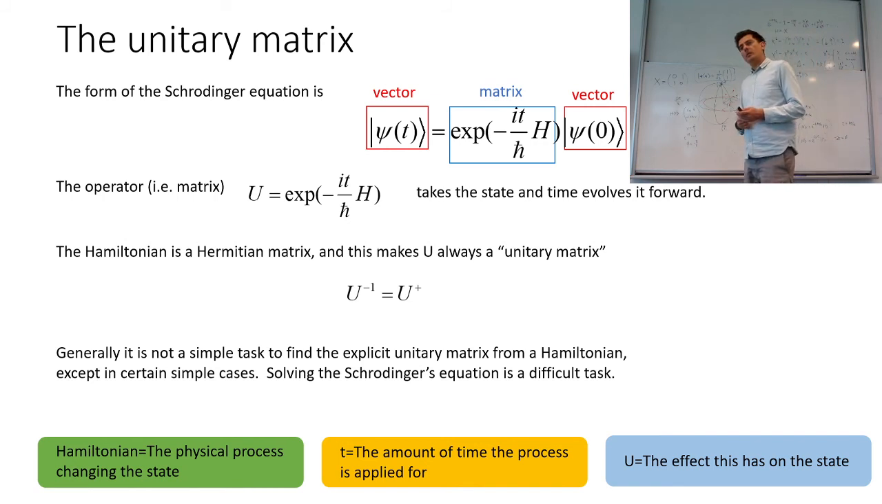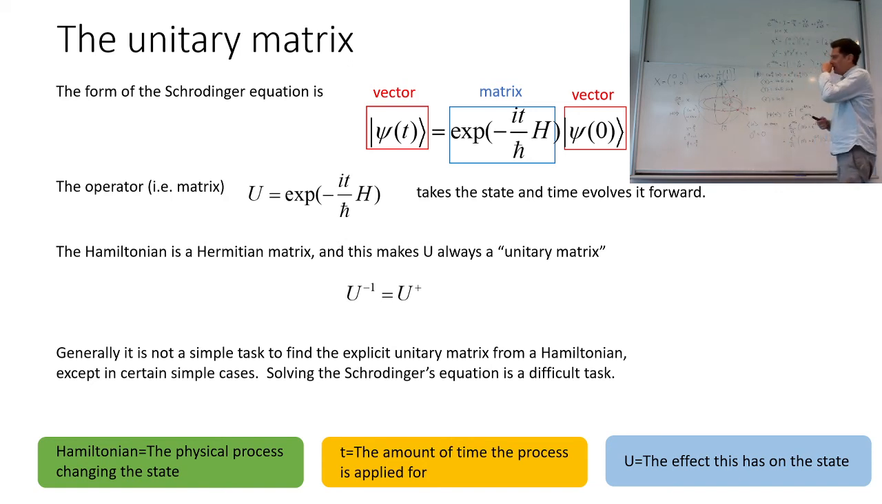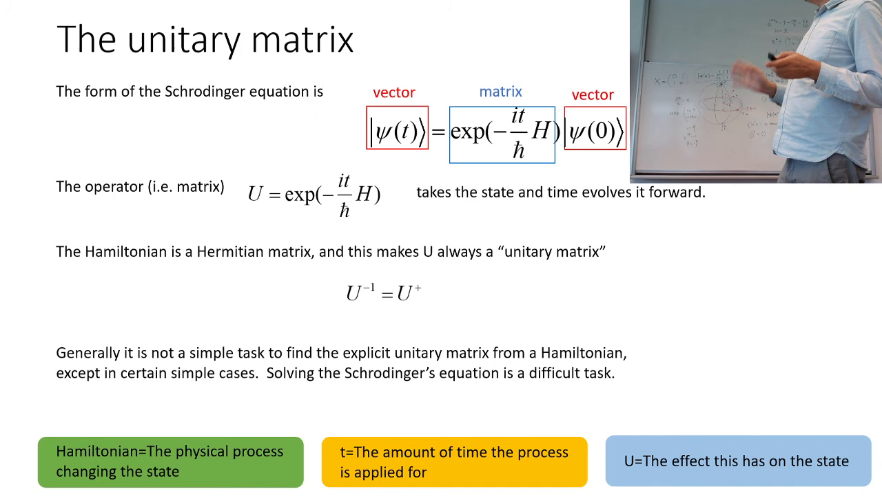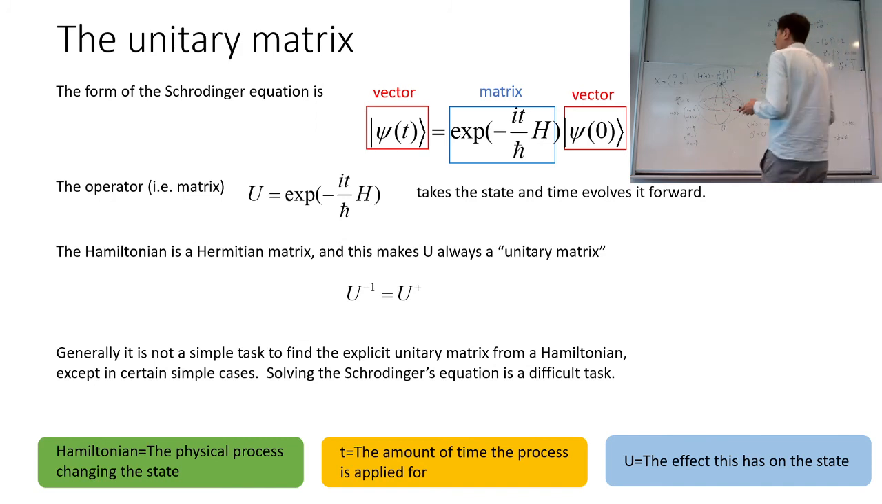Did you guys do unitary matrices in linear algebra? Couldn't remember, probably. Yeah, okay. So there's another class of matrices called the unitary matrix. And the unitary matrix has this particular property, which is that the inverse of the matrix is just given by the Hermitian conjugate.